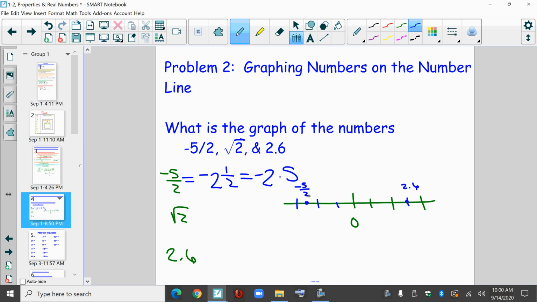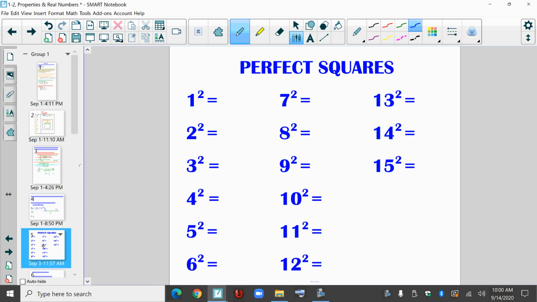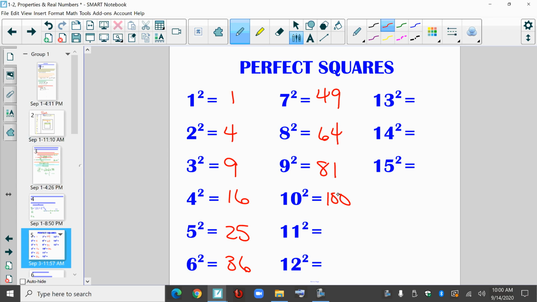However, the square root of 2, well, this is where we need to understand a few things. How do we understand that? We understand this by doing perfect squares. So 1 squared is 1, 2 squared is 4, 3 squared is 9, 4 squared is 16, 5 squared is 25, 6 squared is 36, 7 squared is 49, 8 squared is 64, 9 squared is 81, 10 squared is 100, 11 squared is, this is where everybody falls short, and this is why I want everybody to make sure that you memorize these, 121.